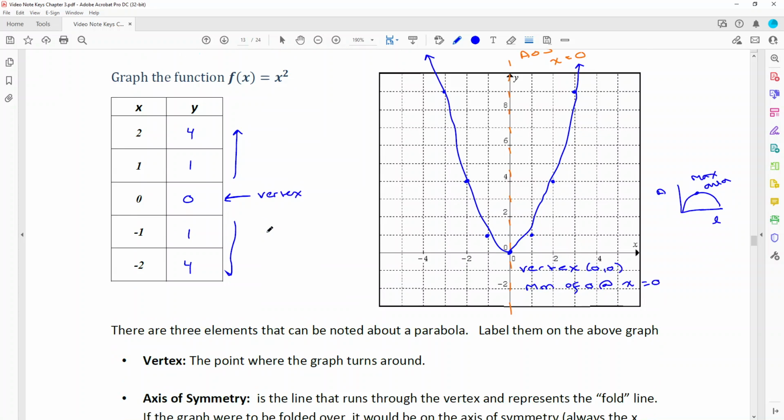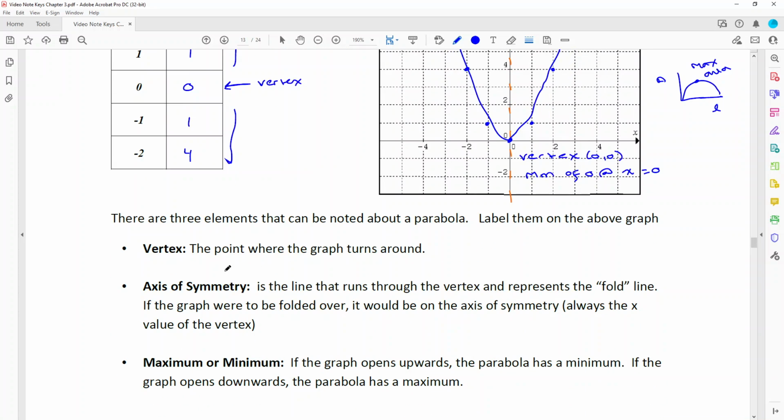Those are the three features you need to know. If you have an older version of the notes, these might be in a different order, but same content. So the vertex, the axis of symmetry, and then whether that vertex is a maximum or a minimum.